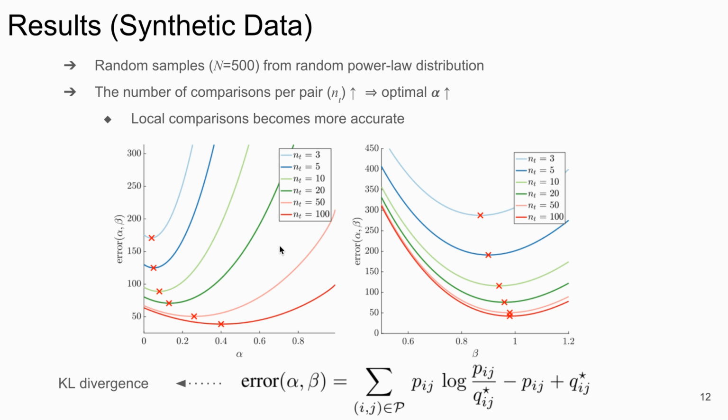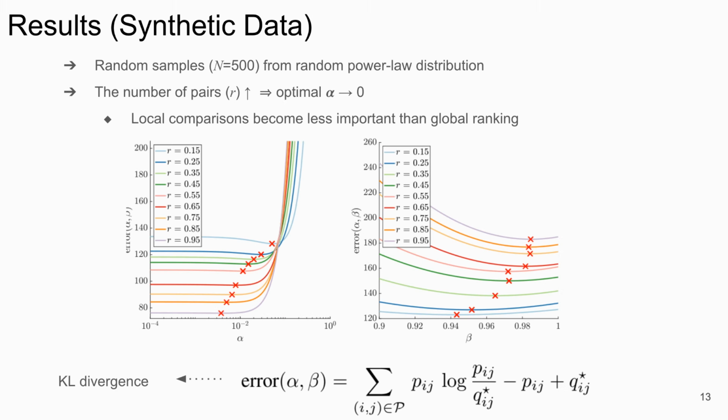The plot on the left side shows that as the number of comparisons per pair increases, so does the optimal alpha. This means that the local comparisons become more accurate as we increase the number of comparisons. Also, the plot on the right side shows that as we increase the number of comparisons, the optimal beta gets closer and closer to 1, meaning that there is less need for smoothing.